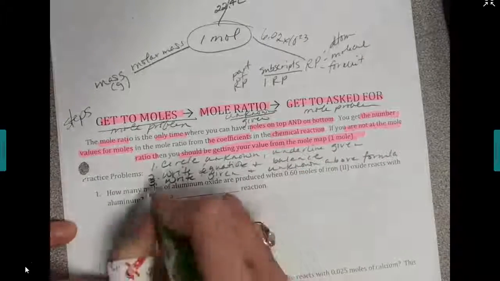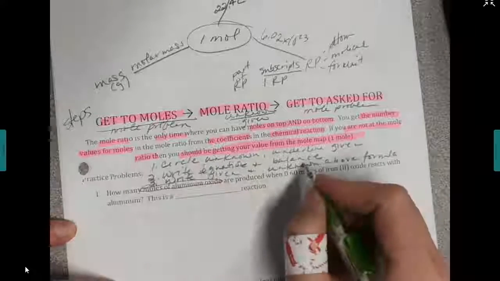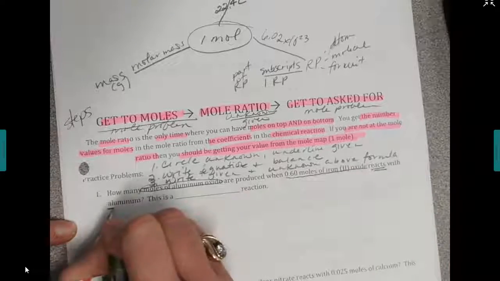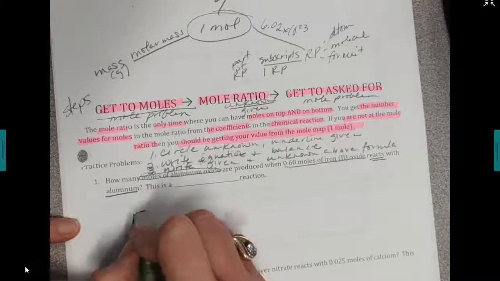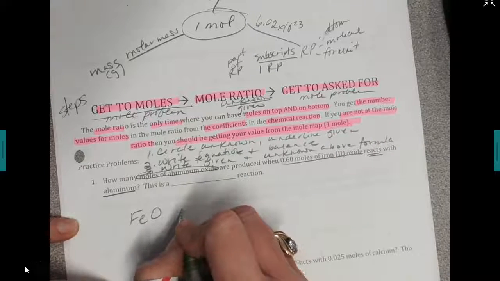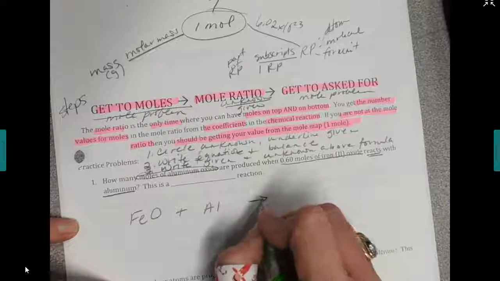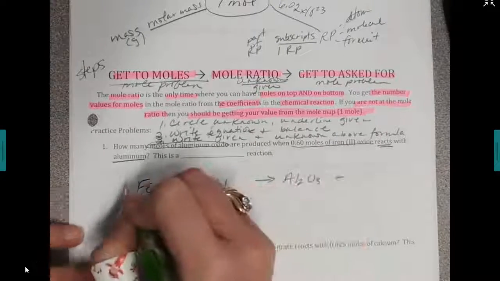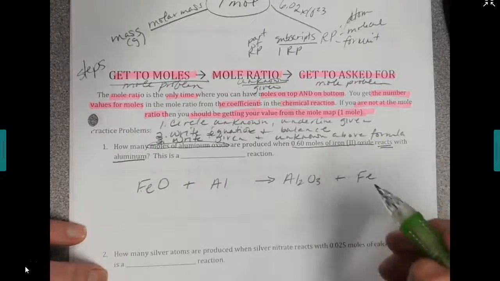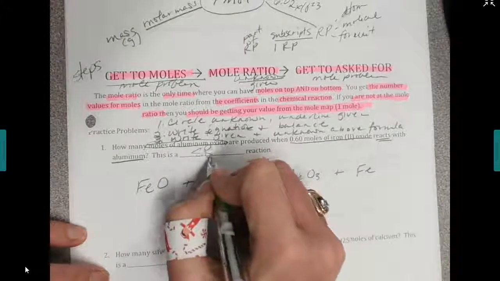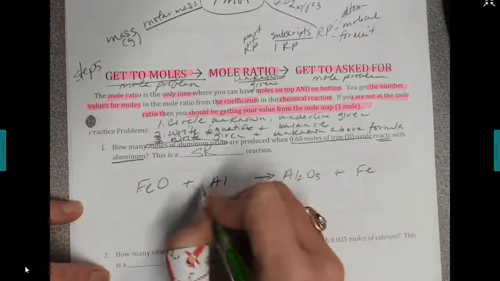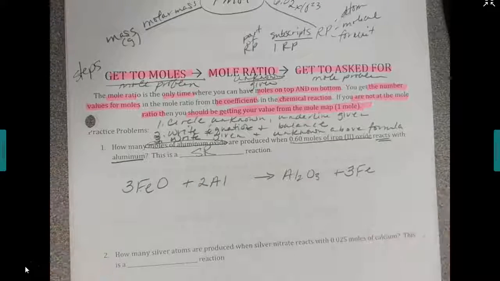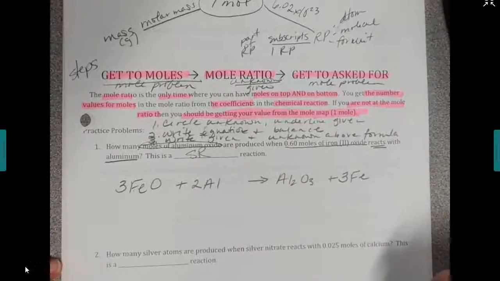Okay, so how many moles of aluminum oxide are produced when 0.60 moles of iron 2 oxide reacts with aluminum? So we write iron 2 oxide plus aluminum yields aluminum oxide plus what? Because we have to carry that iron over here. So we have to make sure we bring the iron. This is going to be a single replacement reaction. So I have 2 aluminums, I need 2 aluminums. I have 3 oxygens, and 3 irons. So now I've written that equation and I've balanced it.